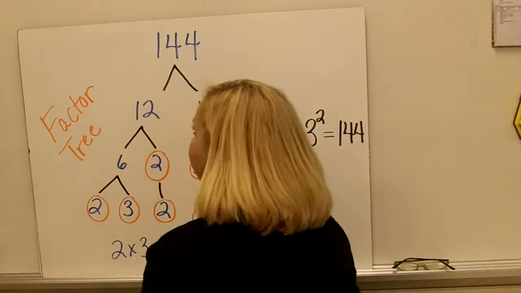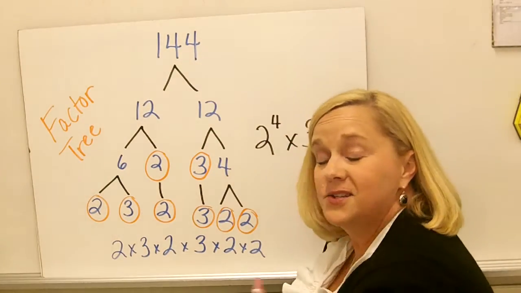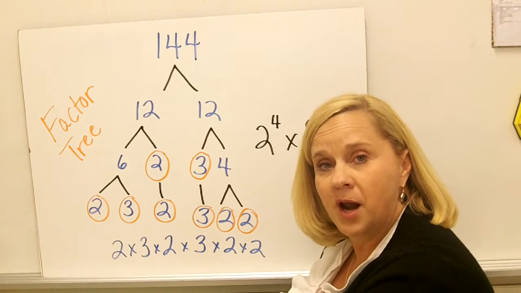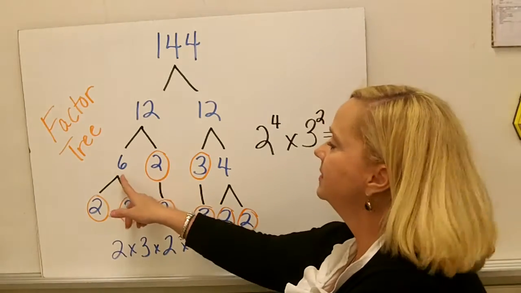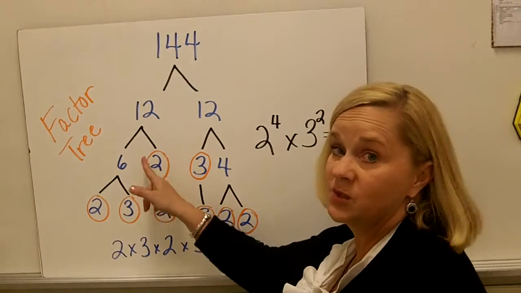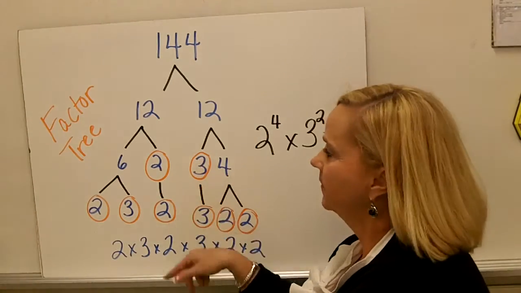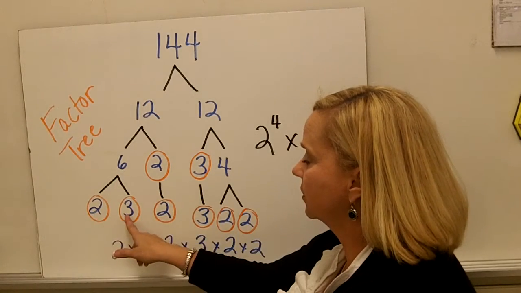All right, let's practice again. This time I have chosen 144, and the easiest way for me to break it down is 12 times 12. Since 12 is not a prime number, I have to break it down even more. So I broke it down 2 different ways. 6 times 2, 2 is prime, and 3 times 4, 3 is prime.